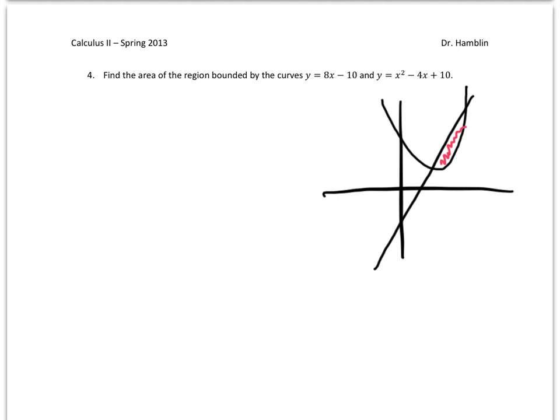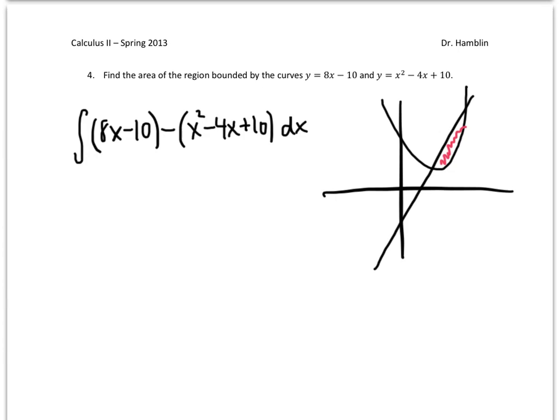So we know that our integral is going to look like the top curve minus the bottom curve, and now that we've got our picture, we can see that the top curve is going to be 8x minus 10, and the bottom curve is going to be the parabola x squared minus 4x plus 10. So the only thing that we don't know are these two bounds. What number goes there, and what number goes there?